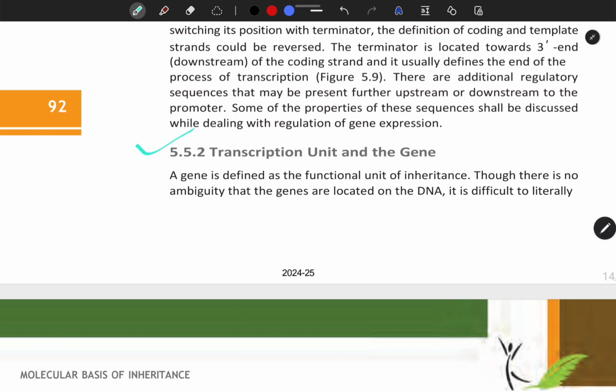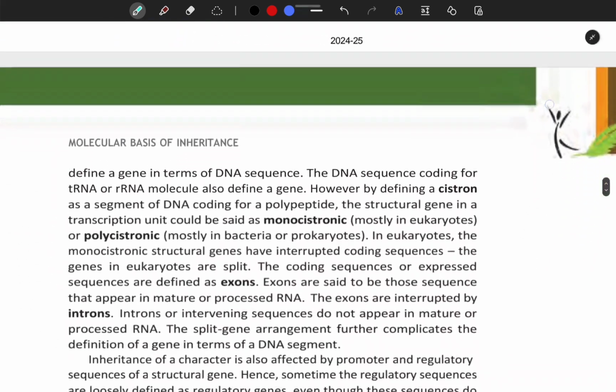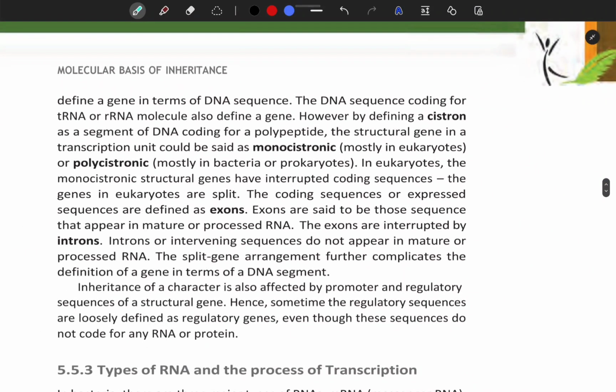5.5.2 Transcription unit and the gene. A gene is defined as the functional unit of inheritance. Though there is no ambiguity that the genes are located on the DNA, it is difficult to literally define a gene in terms of DNA sequence. The DNA sequence coding for tRNA or rRNA molecule also define a gene.